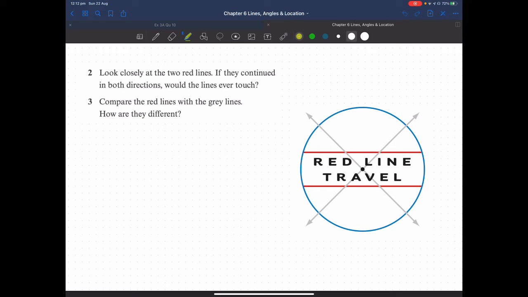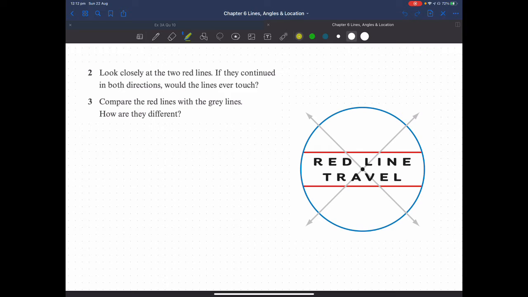Those two lines are the same distance apart at every point along the line. Those lines are said to be parallel. Parallel lines do not touch. They will stay the same distance apart, always.